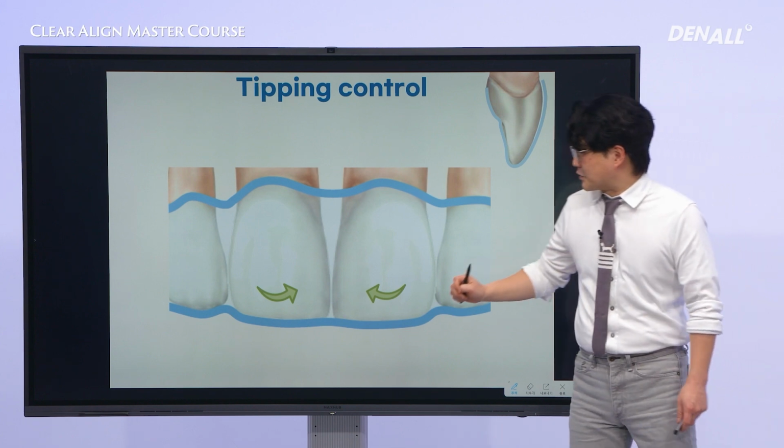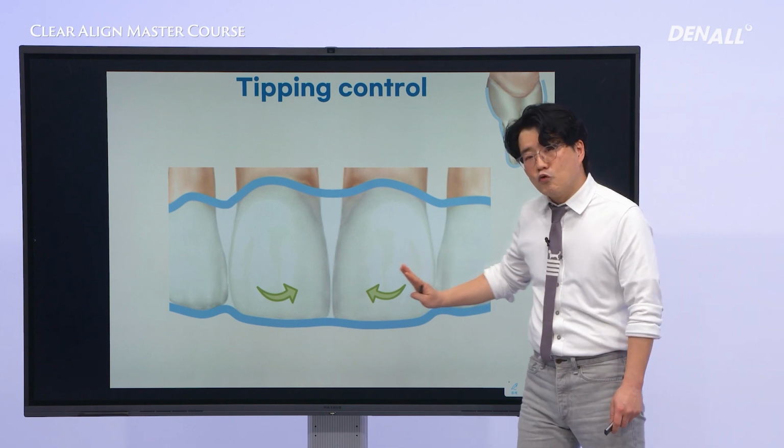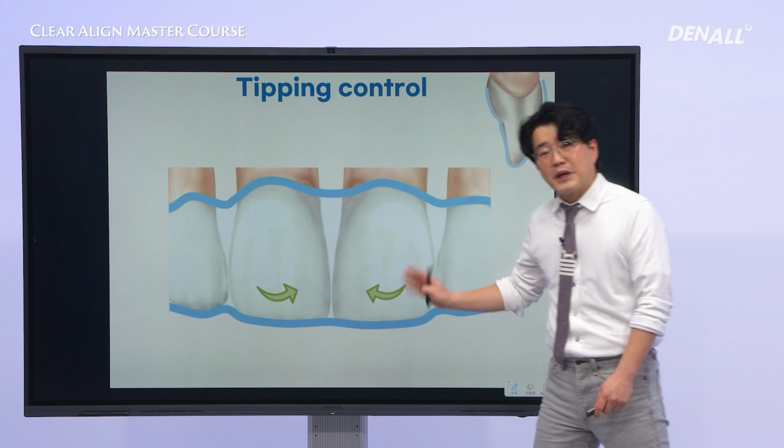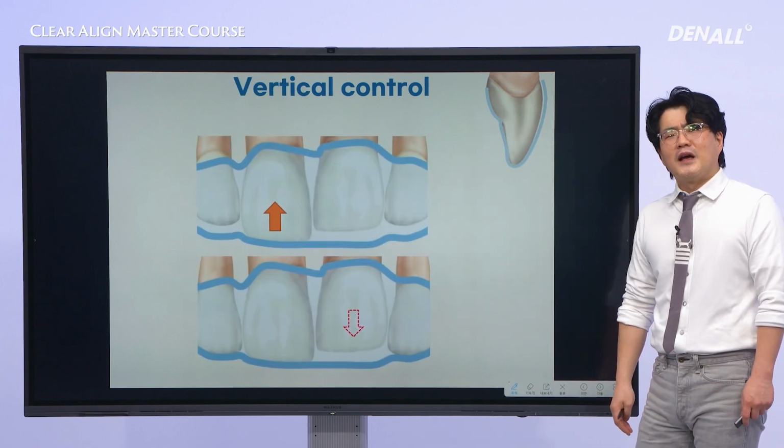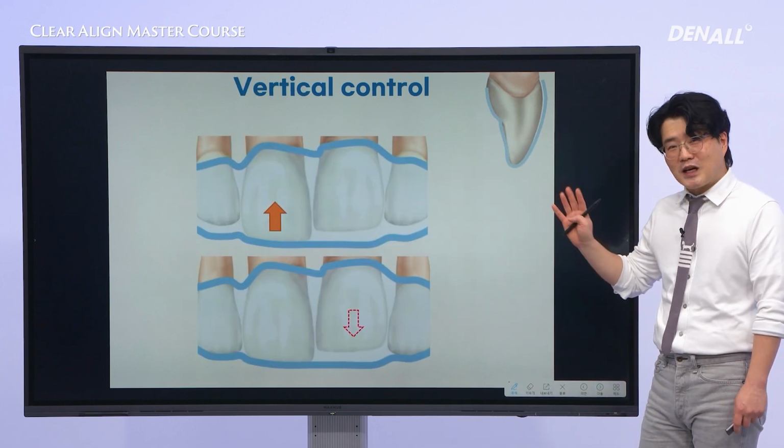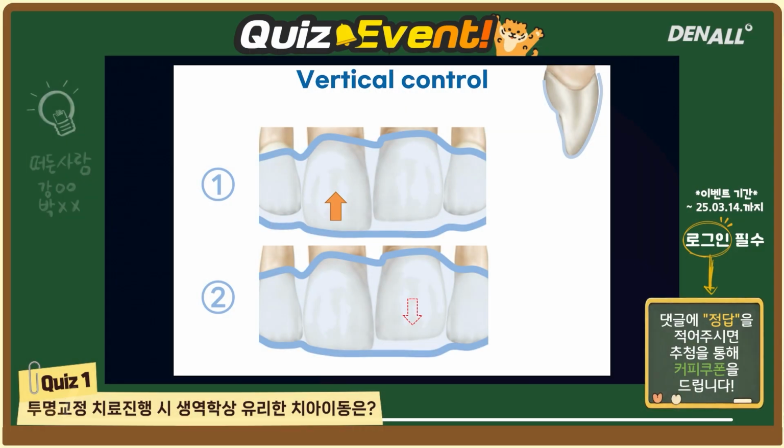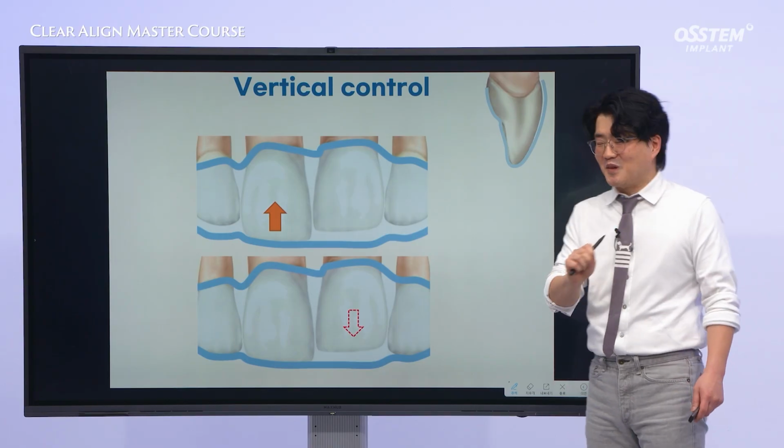Now, the same applies to tipping. If you try to push and move it, it will slip. This is one of the disadvantages of clear aligners. Now, here's a little quiz. This is about vertical movement, intrusion, and extrusion. Which of these do you think is biomechanically easier to achieve orthodontic treatment using clear aligners? Now, I'm going to count to 3. 1, 2, 3. You answered, right?